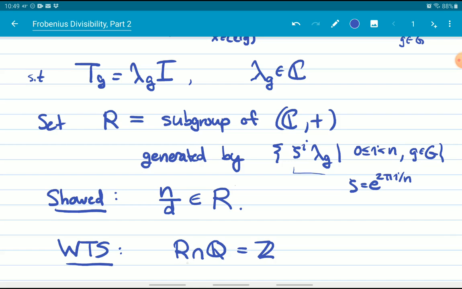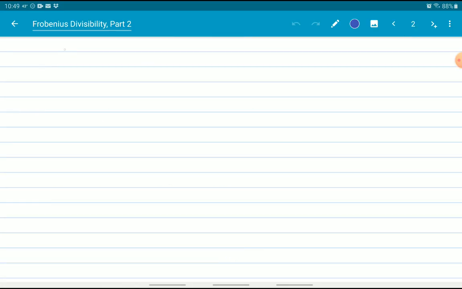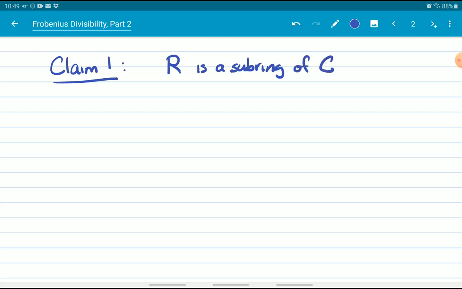And so the whole proof amounts to showing that the intersection of R with the rational numbers is actually the integers. Since n over d is certainly in R and is certainly a rational number, it will have to be an integer. And that will end the proof. So to do this, I'll prove a series of claims, and here's the most interesting one. This subset R is not merely an abelian group, it's a subring of the complex numbers. It's a subring containing 1, by the way, so it's a subring with unit.